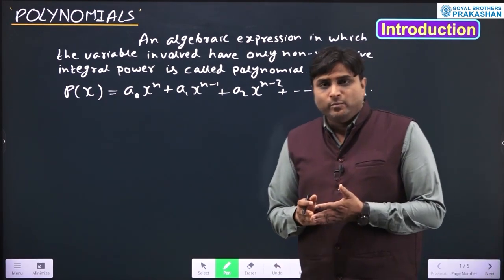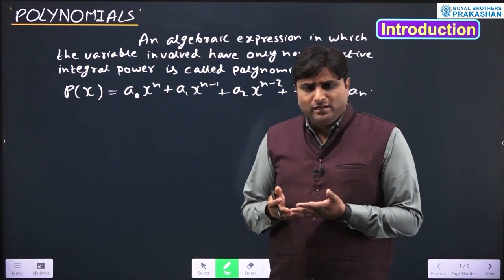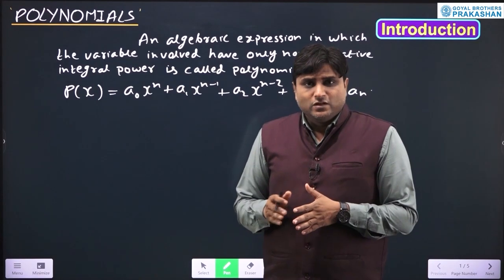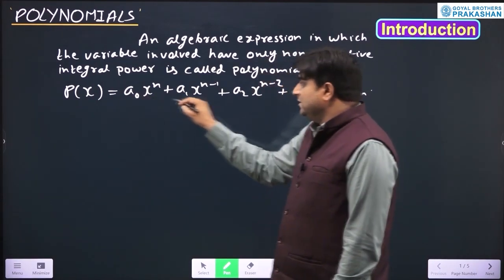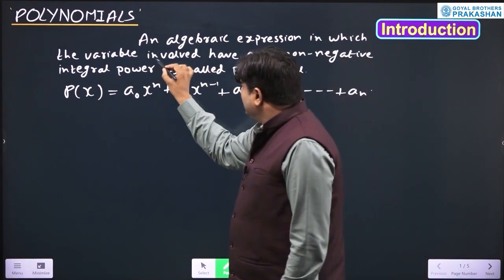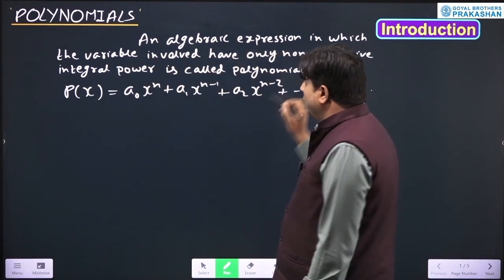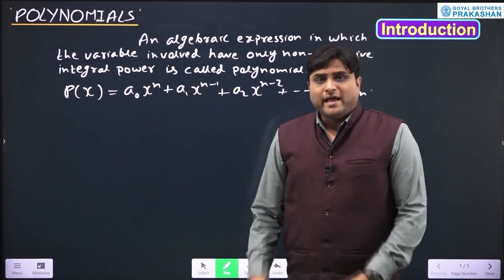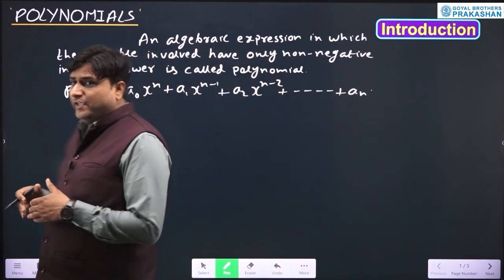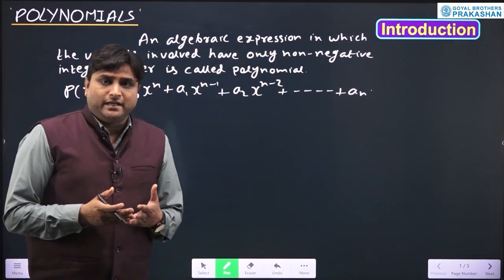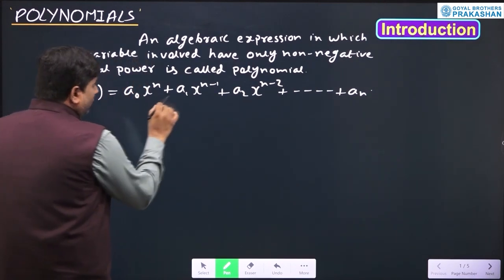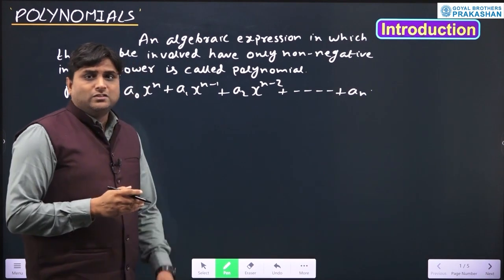So basically a polynomial is an expression in terms of a variable. The variable may be x, y, t or anything. In this case I am taking the variable x. The condition is that the variable involved has only non-negative integral powers. So an expression in which the power of the variable in any term is non-negative is called a polynomial. And here a0, a1, a2, a3 and so on are all constants.